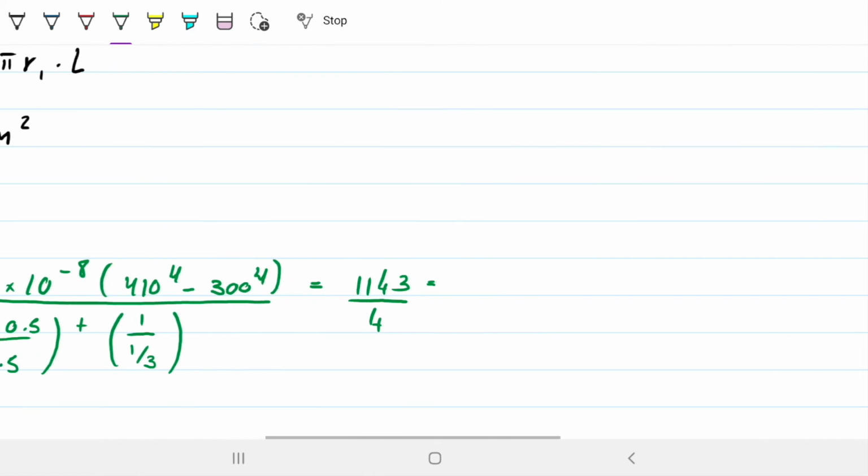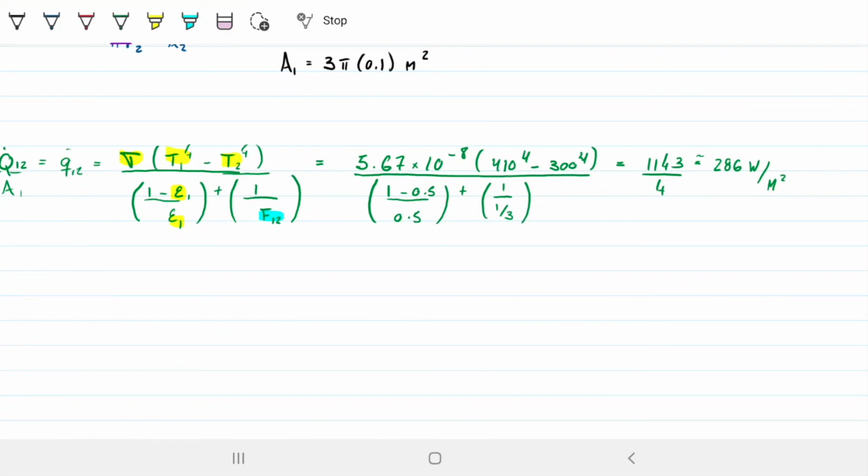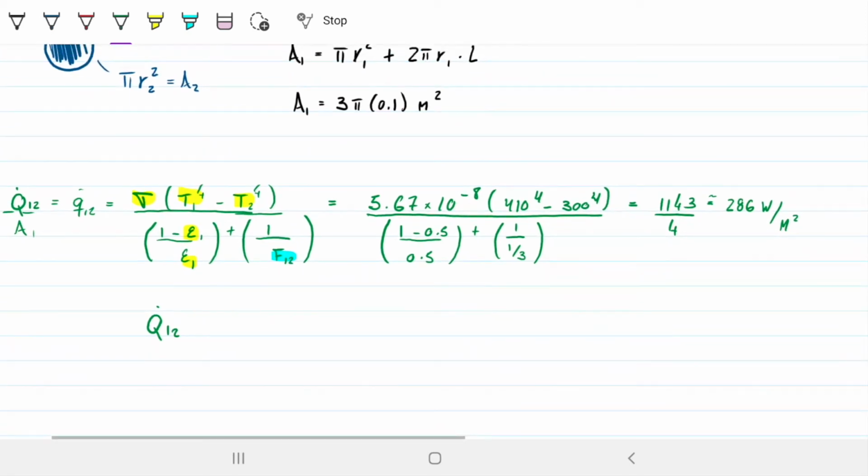So let's go ahead and approximate that to 286. Okay, but this is not the answer, right? Because, like I said, we're not after heat flux. We're in reality after the net heat transfer. So we just need to multiply that by our area. Area 1 in this case is this guy here, and all good there. Let's go ahead and do that. So I'm multiplying my 286.